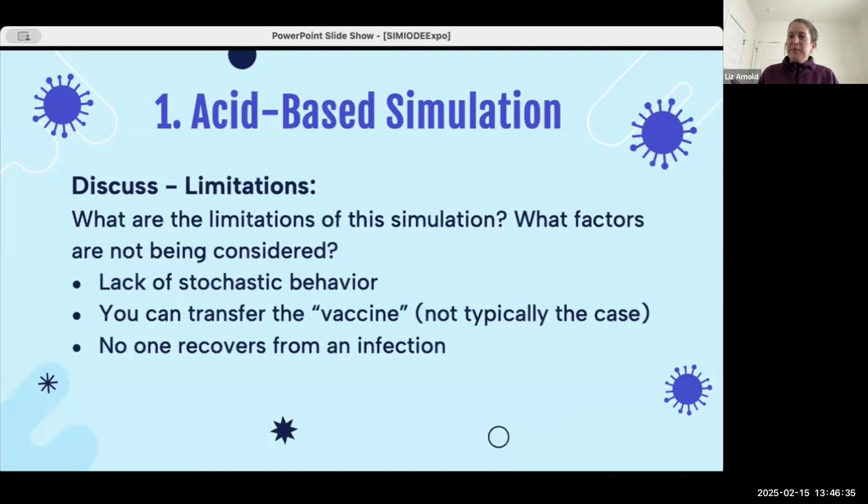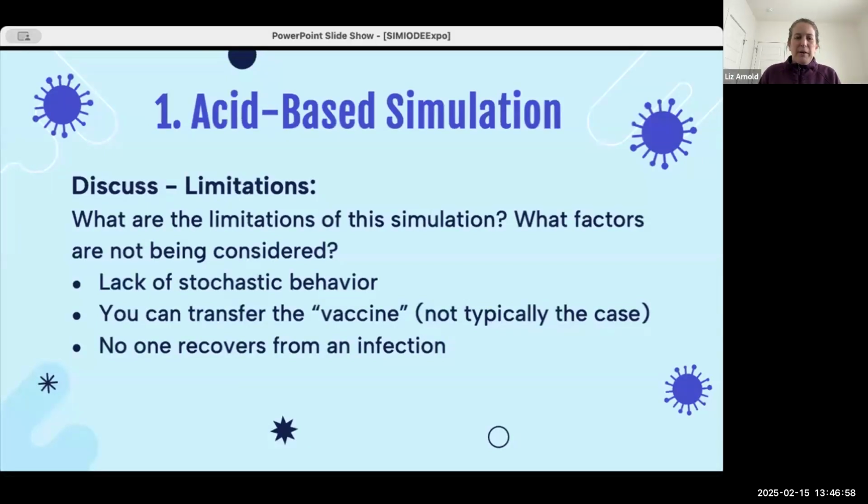So then we also ask them again in modeling, well, how can we make this model better? So we ask them to describe some of the limitations of this simulation, what's missing. And some things that have come up, students discuss this lack of stochastic behavior, that if they come in contact with someone that's infected, they're automatically going to get infected. But that's not the reality of how infections spread.